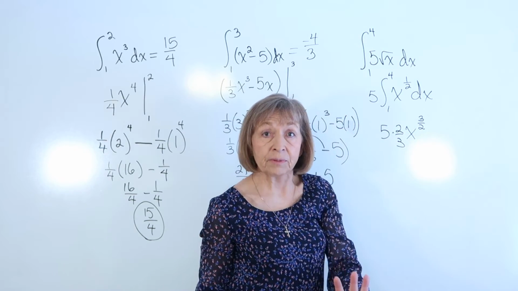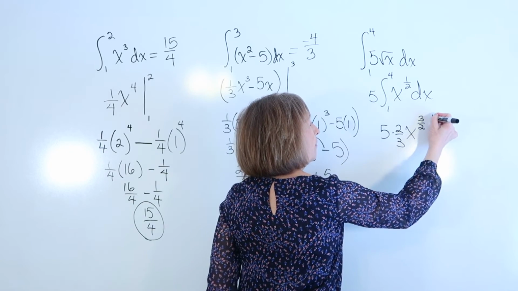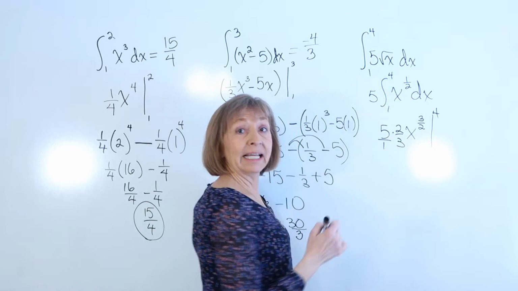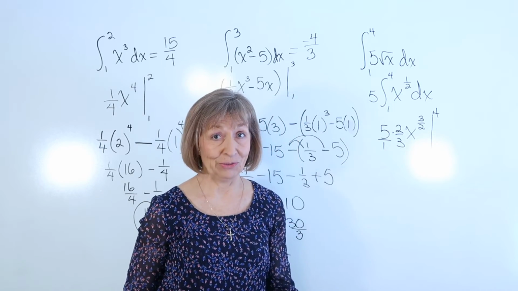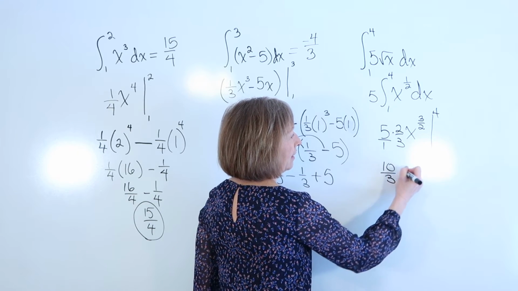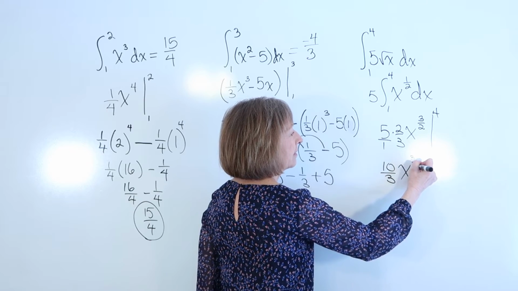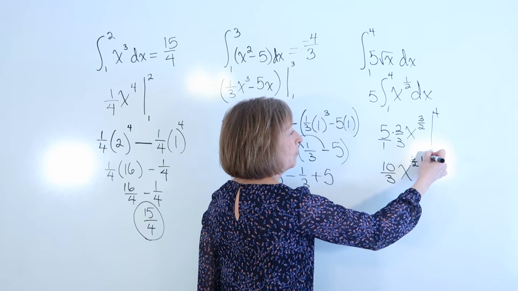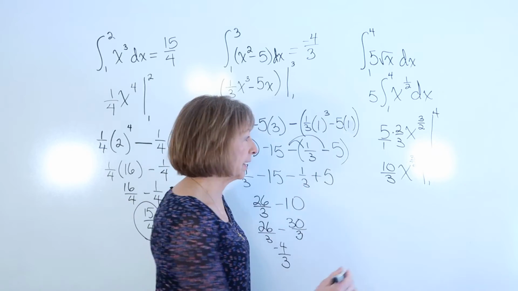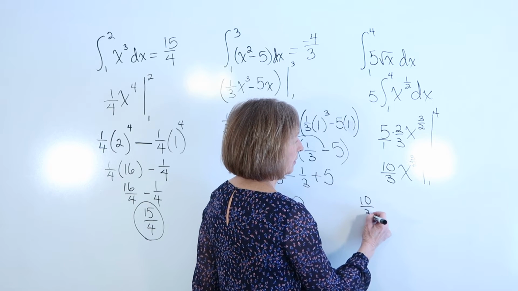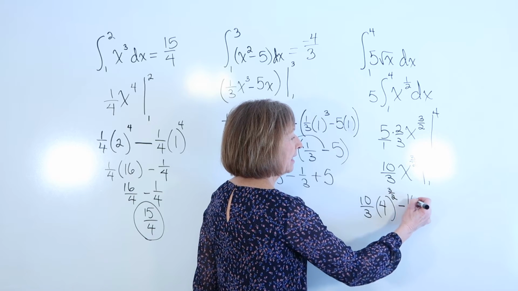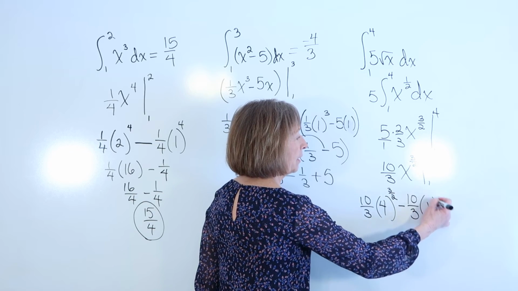But instead of doing the plus c, we're going to have our vertical line and evaluate from 1 to 4. Now this 5 that was already out in front, you're going to multiply that to the 2/3. So this gives me 10/3 x to the 3/2 evaluated from 1 to 4. Now put in the 4 minus put in the 1. So I have 10/3 times 4 to the 3/2 minus 10/3 times 1 to the 3/2.